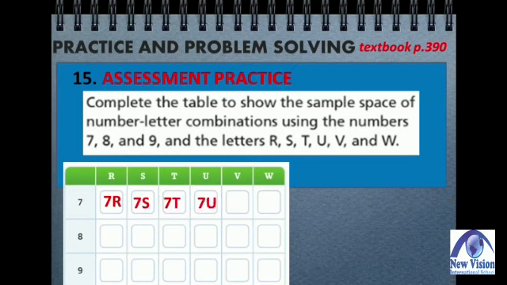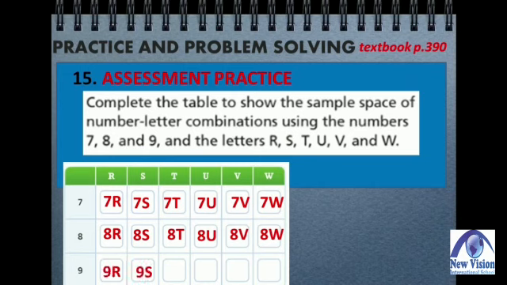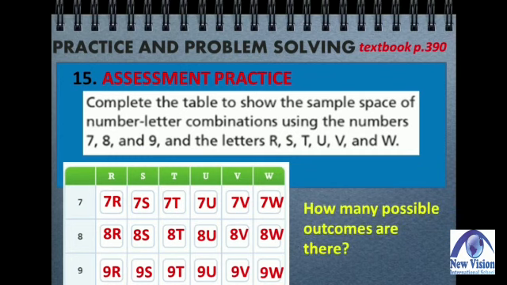7U, 7V, 7W, 8R, 8S, 8T, 8U, 8V, 8W, 9R, 9S, 9T, 9U, 9V, and 9W. How many possible outcomes are there? There are 18 possible outcomes.